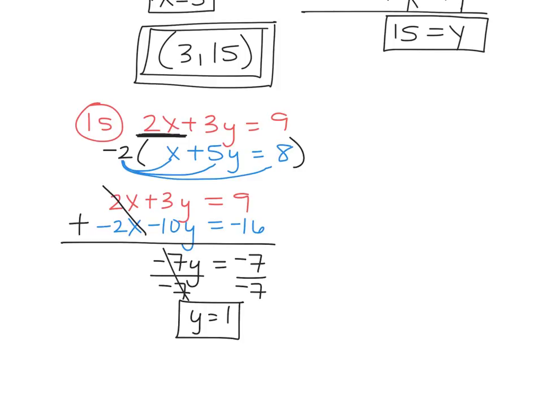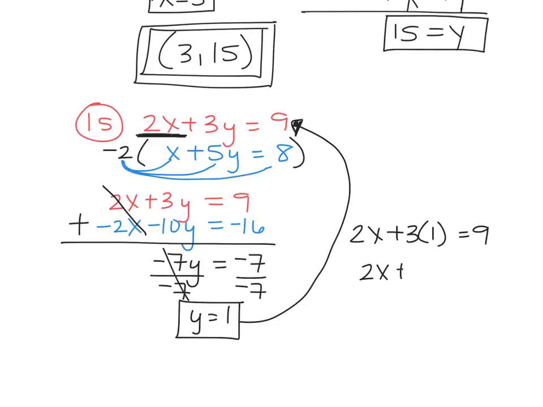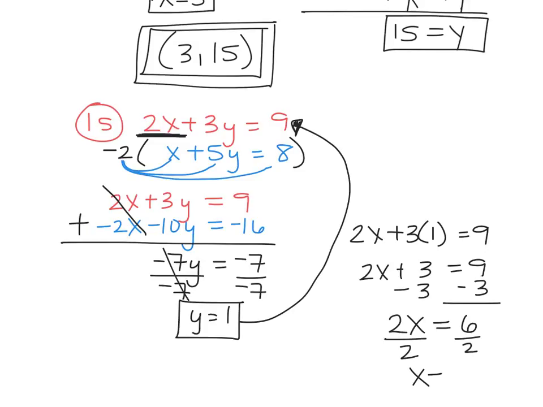And then again, you can plug that into whichever equation you want. If we're going to plug it into the one that we haven't changed at all, let's do this one. So it'd be 2x plus 3 times 1, our y value, equals 9. So 2x plus 3 equals 9. Take away the 3. So 2x equals 6. Divide by 2. So x is 3, which gives you an answer of 3/1.